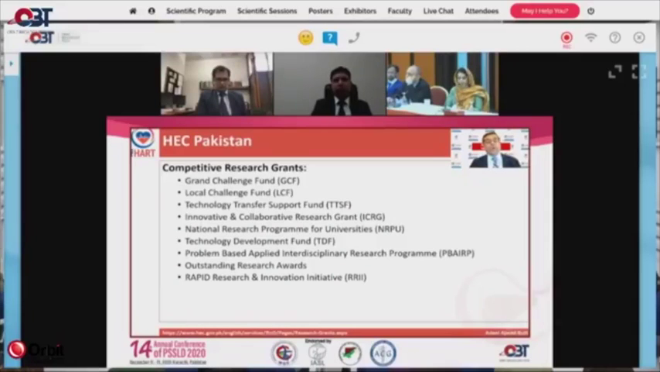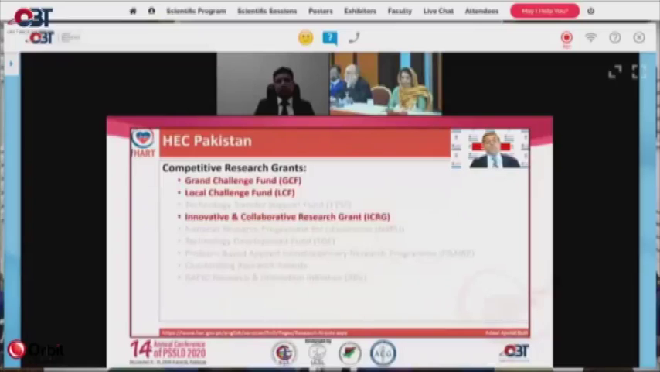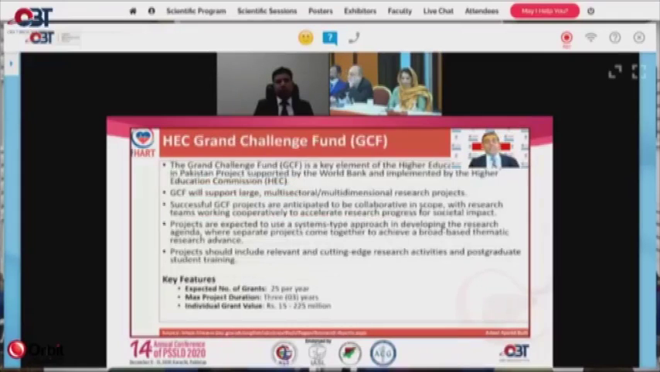All this information is available on their website, and I've taken all that directly from the website. So the types of competitive research grants that HEC awards include the Grand Challenge Fund, the Local Challenge Fund, and innovative and collaborative research grants. So these are three out of many mechanisms or types of research grants that HEC awards that I thought would be more pertinent to the audience here today.